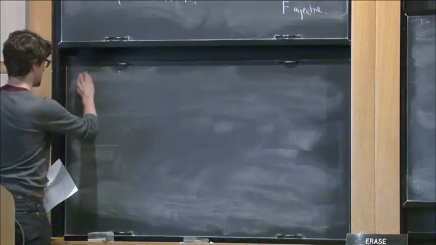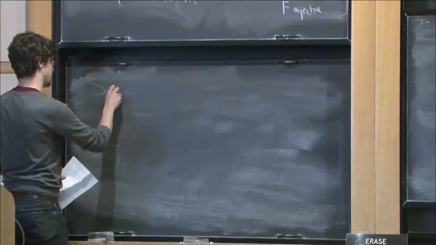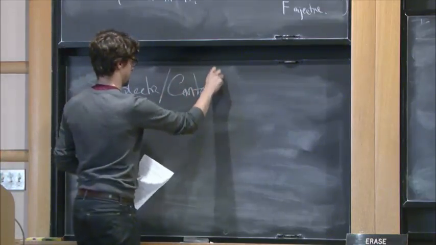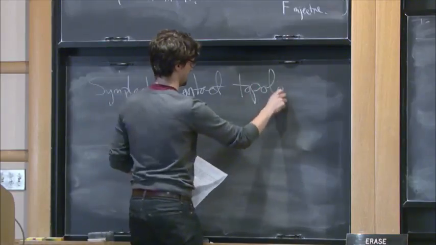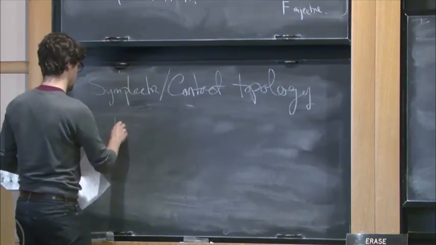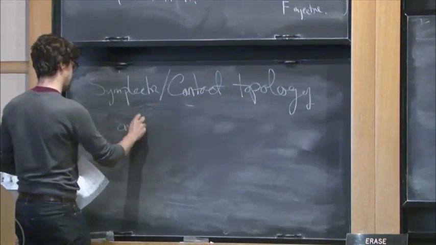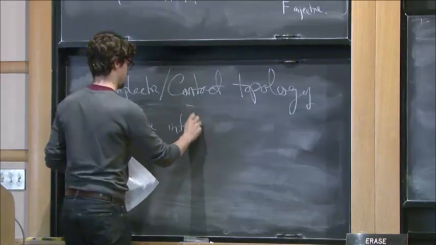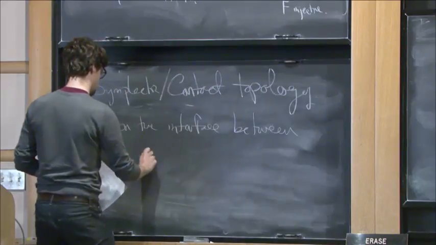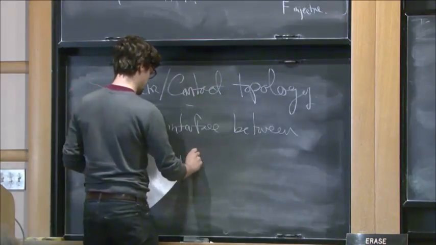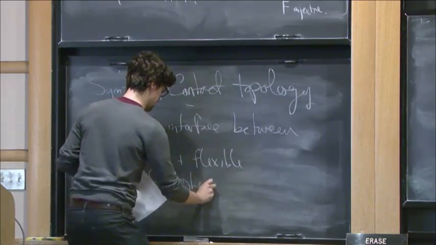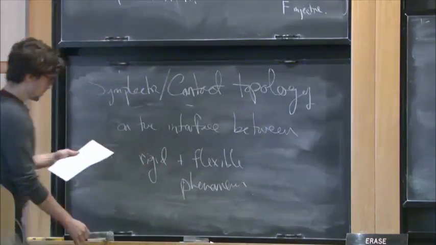So symplectic and contact topology lies on the borderline, on the interface between rigid and, say, flexible phenomena.